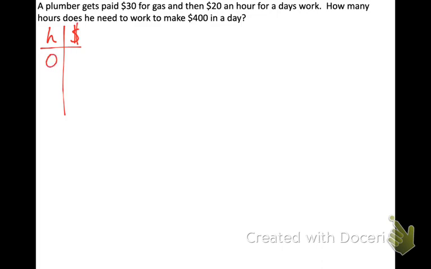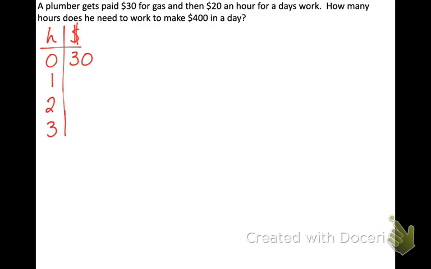I always start with 0 because that'll help me get my starting point, and I can go 1, 2, and 3. So with this one, again, if I just show up to the job site as a plumber, I get paid $30 for gas for showing up to work. So that's my starting point there. And then for each hour, I'm going to get paid $20 more.